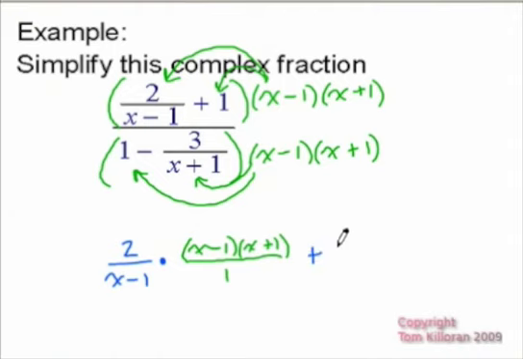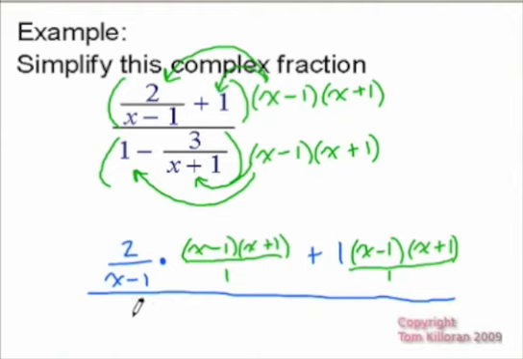And this is the step I would highly suggest you do in your head. We're going to multiply 1 by x minus 1 and x plus 1. And I'll put that over 1 too. So that would be the numerator part of it. All over, and the 1 here is going to get multiplied by this x plus 1, x minus 1, or x minus 1, x plus 1.